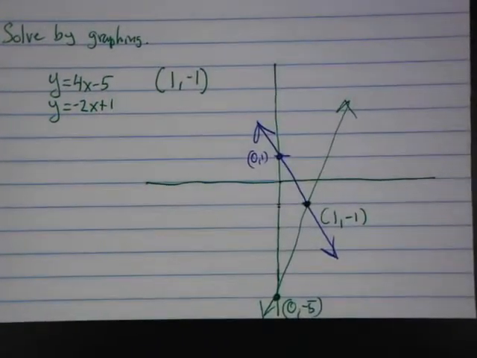Is there a term for the point where they cross? The point of intersection. Point of intersection, or the solution. It's also called the solution. Other questions?